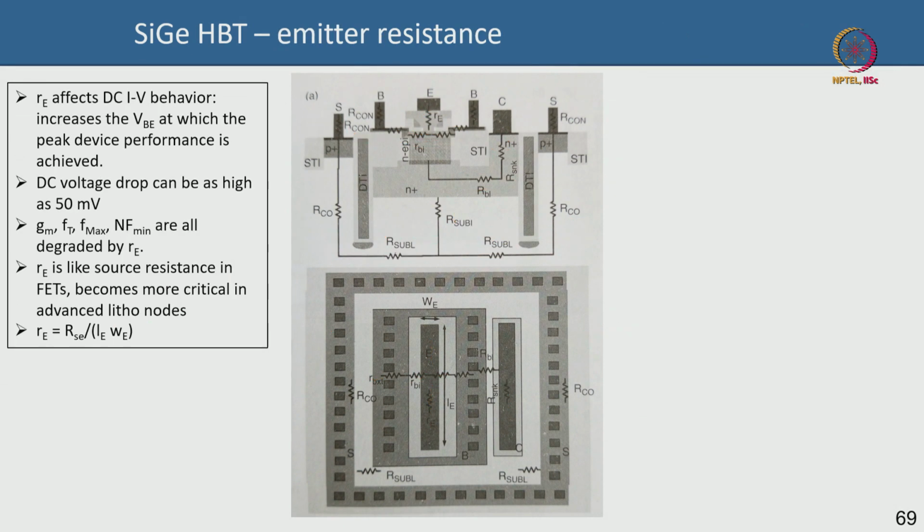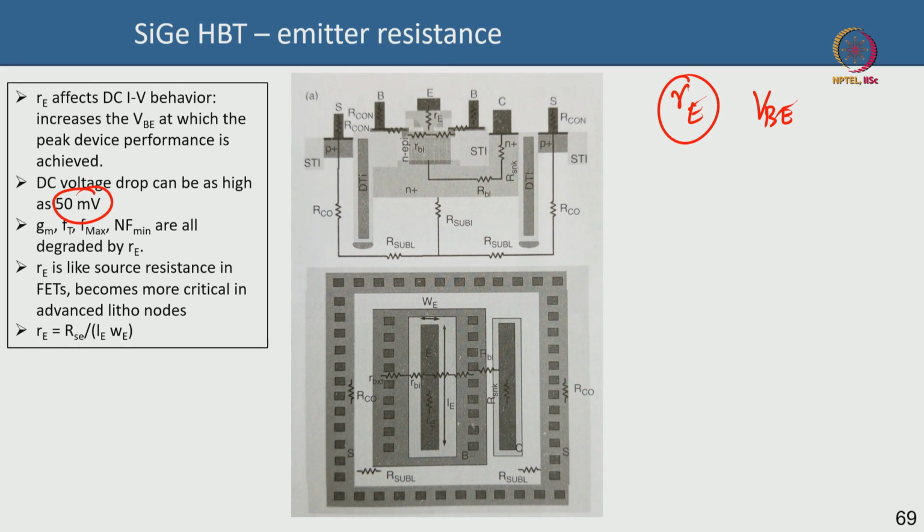If I look at the emitter resistance, the thing is that the emitter resistance is very critical, because it will influence the base-emitter forward bias at which you are going to observe the device performance. You are applying a certain forward bias to the base-emitter. If your emitter resistance is terrible, then a lot of voltage is going to drop on that, as high as 50 millivolt. And remember, these devices operate at very low voltages, so 50 millivolt can be significant.